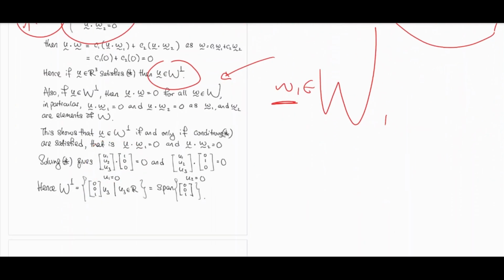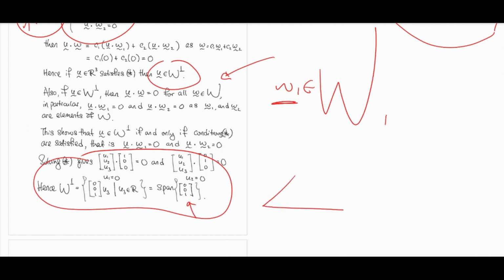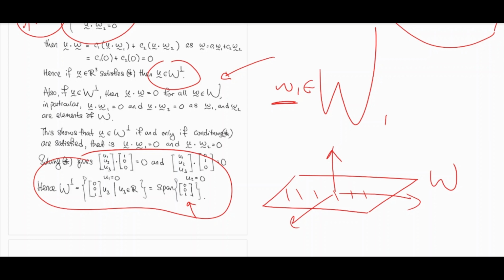And according to our computations, it's no surprise to see that your W perp is going to be the span of your k vector. Remember in our example right here, W is the xy plane actually, and so W perp turns out to be these vectors right here.